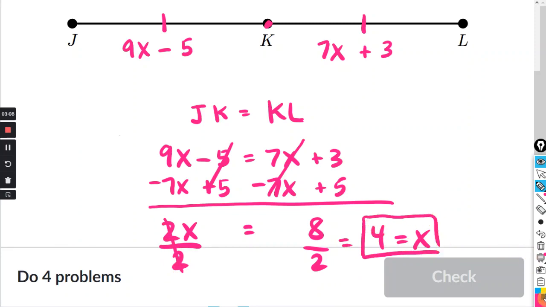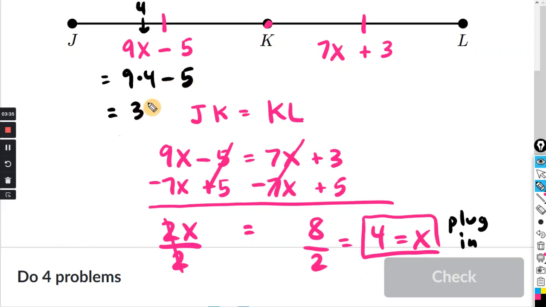Now that's not what they asked us. They asked us for the entire length. So you want to take that x and plug it in. So in the first one, if I plug in x equals 4, I'm going to get 9 times 4 minus 5. And of course, 36 minus 5 is 31.